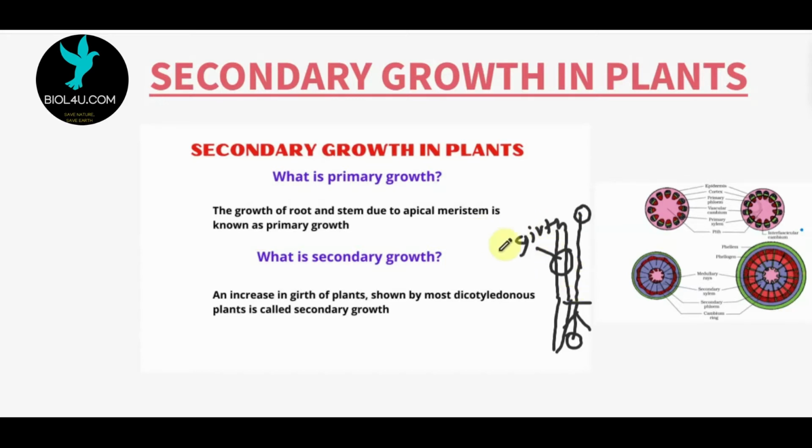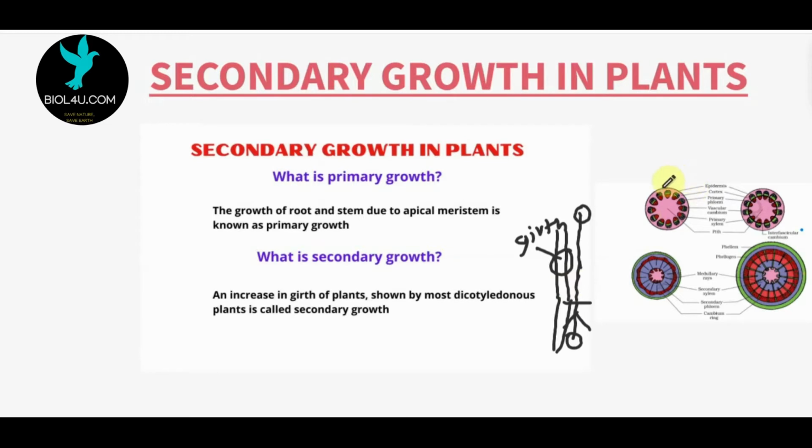So primary growth means increasing the length of the plant due to the apical meristem, both in the stem and root. Secondary growth means increasing the girth of the plant, the diameter of the plant trunk, shown by most dicotyledonous plants. That is known as secondary growth. Dicotyledonous plants show secondary growth, but primary growth is shown by both dicotyledonous and monocotyledonous plants.